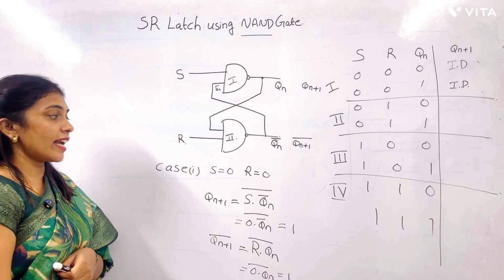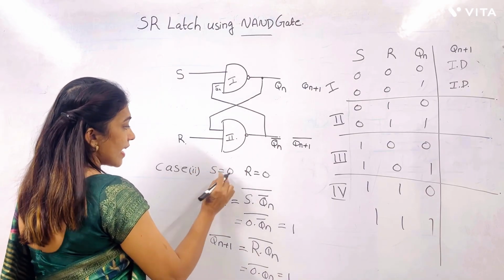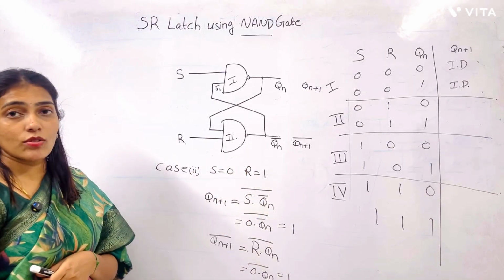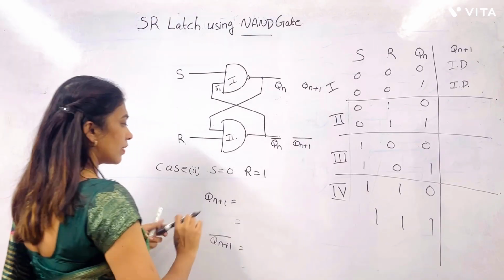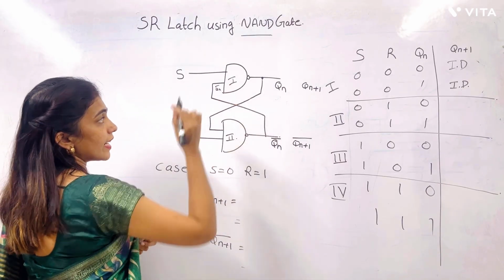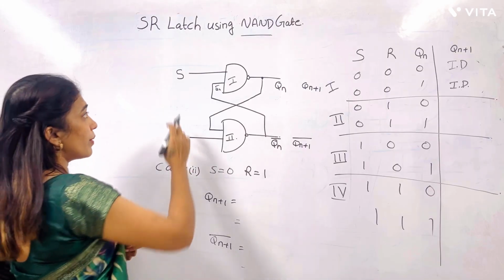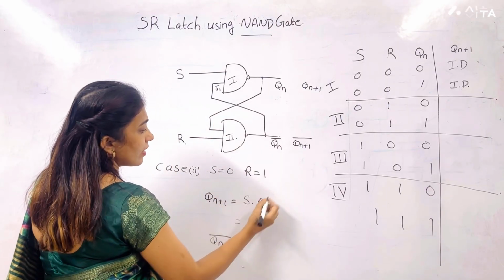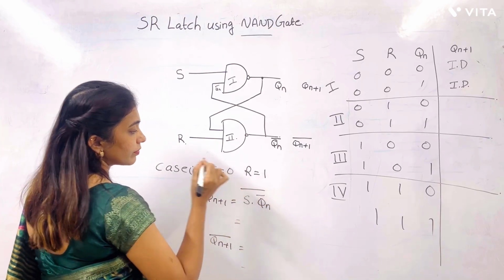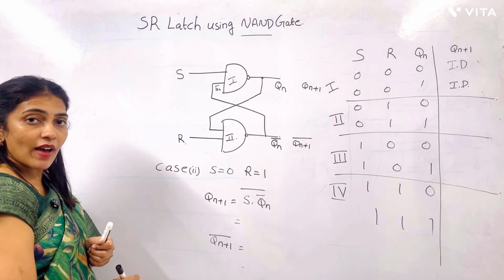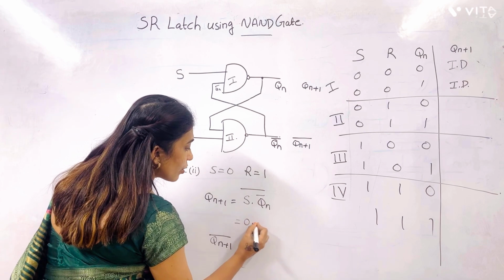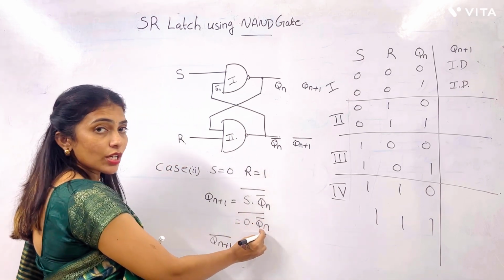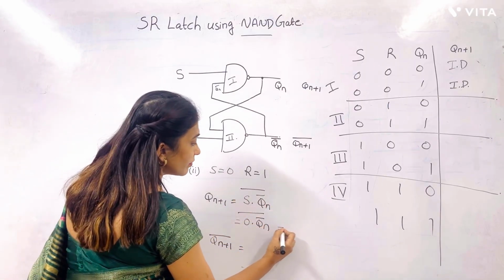Next, go for the second case. Case 2: S value 0, R value 1. Qn plus 1 is the first gate output. The first gate output is S into Qn bar, whole bar. In this case S value is 0, so 0 into Qn bar, whole bar. 0 into any value is 0, and the complement of 0 is 1.